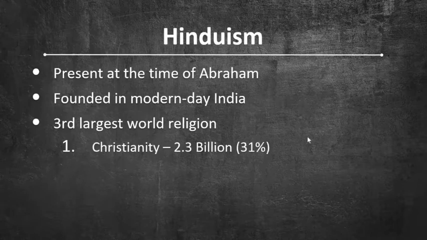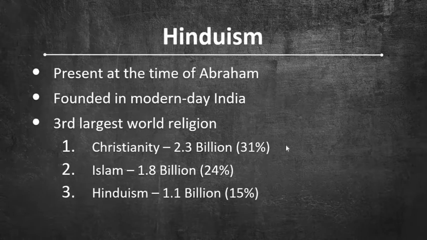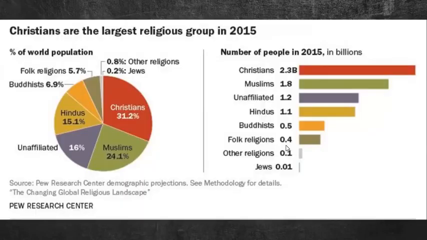Actually, Christianity: 2.3 billion, 31% of the world claims to be Christian. What's number two? Islam: 1.8 billion, or one-fourth of the world. And Hinduism is number three, with 1.2 billion, which is 15% of the world.